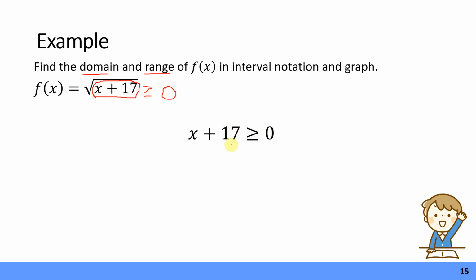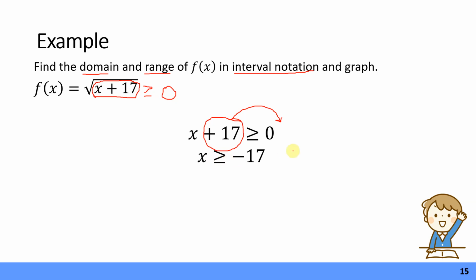Now, you guys have a little practice on this already. How do I solve this? Well, I'm going to move this to the other side. So it's going to become x is greater than or equal to negative 17. Remember, I just subtracted, so the sign stays the same. And look at that, we're already done. That's our domain, but they want the domain in interval notation.